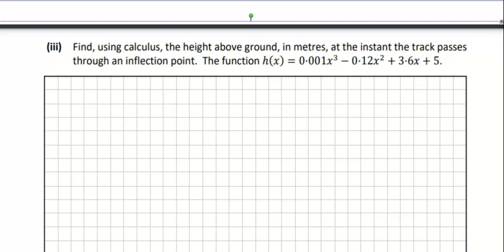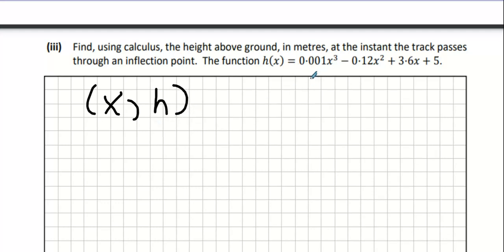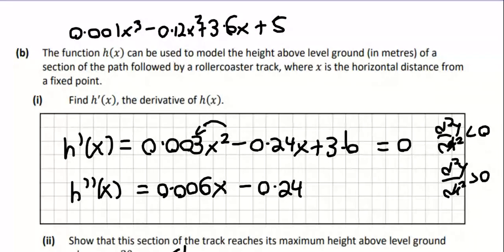Now, find using calculus the height above ground in meters at the instant the track passes through the inflection point. Now, it wants us to find the height above ground. So we need to get the x value, and then we need to get the h value. So we need to do the second derivative, because it says inflection point. So the second derivative equals 0.